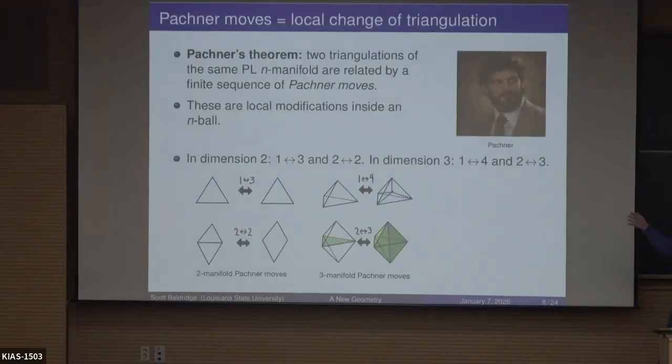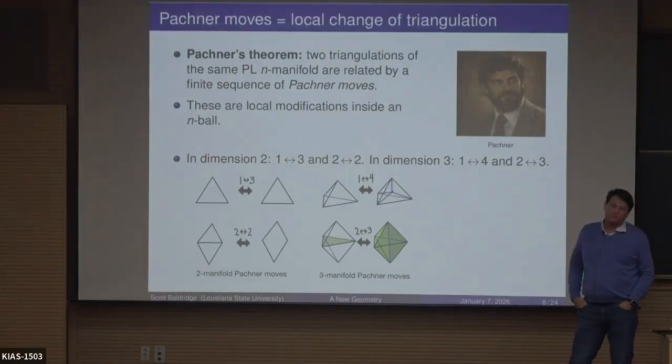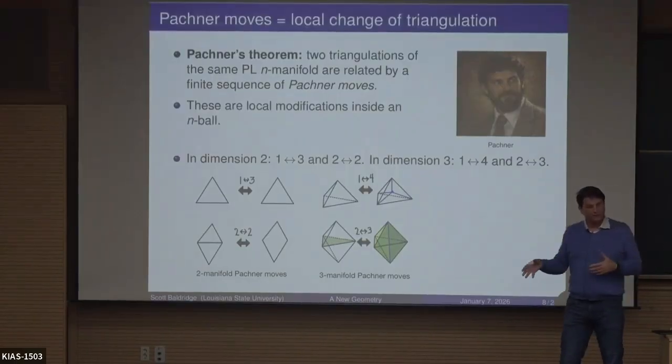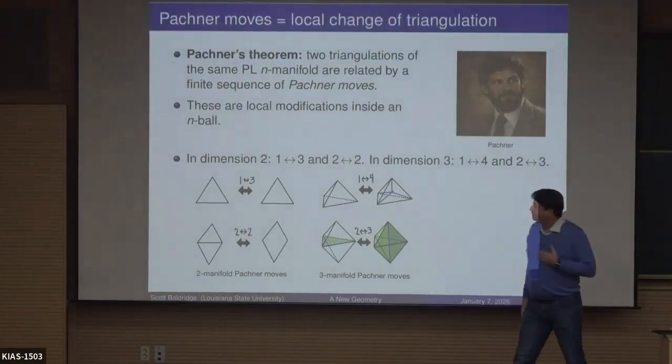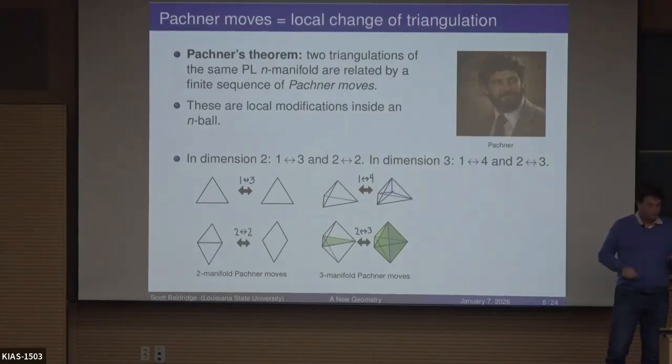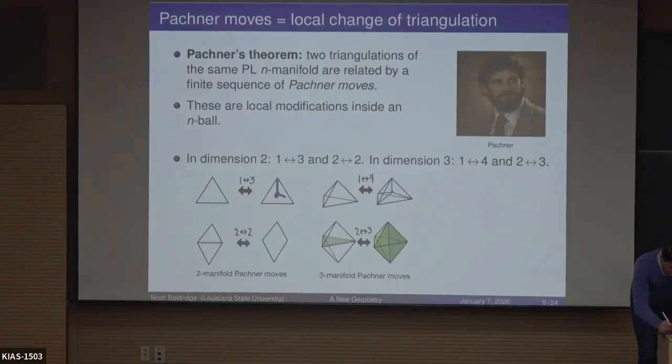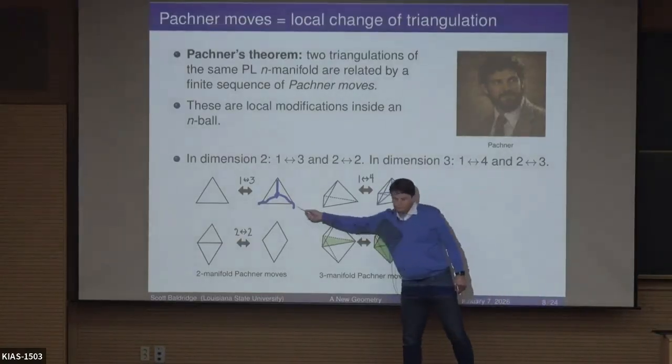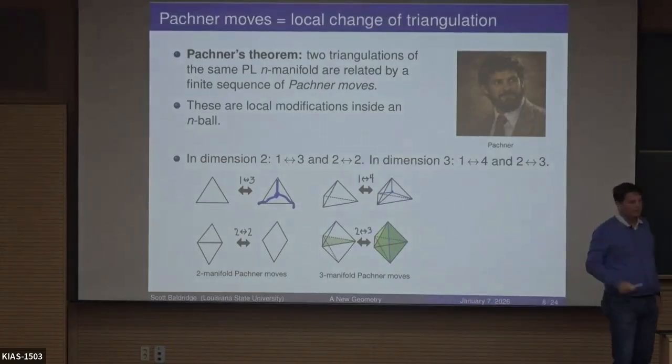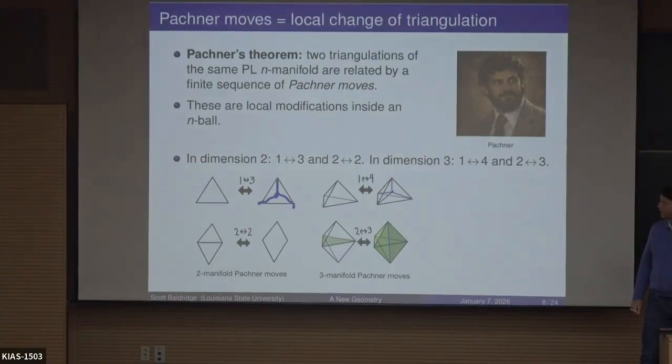Before we make the observation, let's talk about Pachner. Pachner's theorem says that two triangulations of the same PL n-manifold are related by a sequence of Pachner moves. So if you have one triangulation and another triangulation, you can get from one to the other via these simple local moves. Let's do an example. In dimension 2, a 1-3 move replaces one triangle with 3 triangles. Pick a vertex in the center of your simplex, and then cone. A 2-2 move in dimension 2 takes two triangles and replaces them with two triangles.